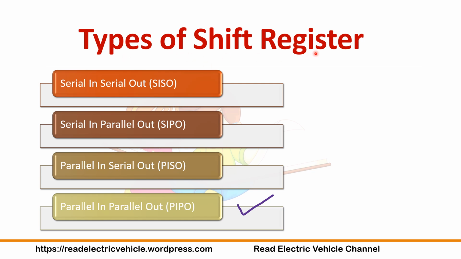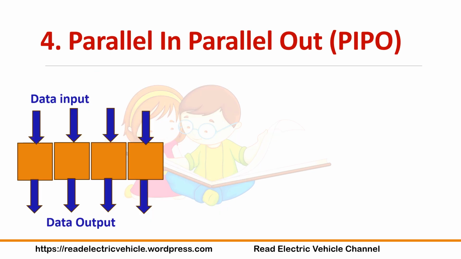There are different types of shift register: serial in, serial out; serial in, parallel out; parallel in, serial out. All these things we have already seen in the previous 3 videos, and in this video we are going to see about the parallel in, parallel out shift register. What is this parallel in? Input is parallel, output is also parallel. So that is the parallel in, parallel out shift register. You can give the data input in parallel and the output is also taken parallelly.